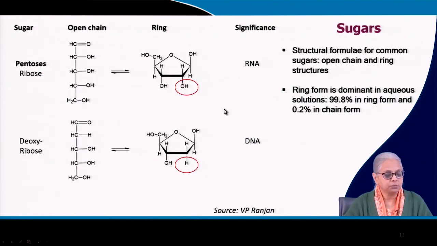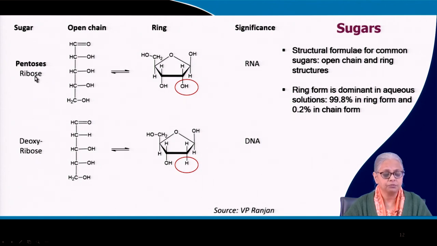Okay, so let's take a look at where the pentoses are. The pentoses are part of RNA and DNA. So ribose is a pentose. It has five carbon atoms, and you can see them written in open chain form and ring form. Now, those of you who have studied a little bit of organic chemistry probably know that the ring form dominates in aqueous solution. So it's never available in the open chain form. You have very minute amounts present in open chain form. The bulk of the compound is always present in ring form. That is the stable arrangement of the sugars. So the ring form is dominant. 99.8% of the sugars are present in ring form.